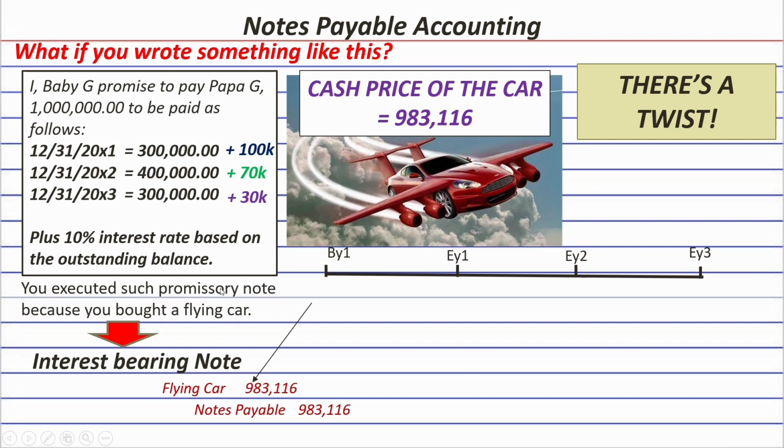What we're looking for is the interest rate that if you use it in getting the present value of these payments, you will get the cash price of 983,116. Okay? So, how do you get that rate? Of course, by trial and error and interpolation. And the next question is, how to do an interpolation?